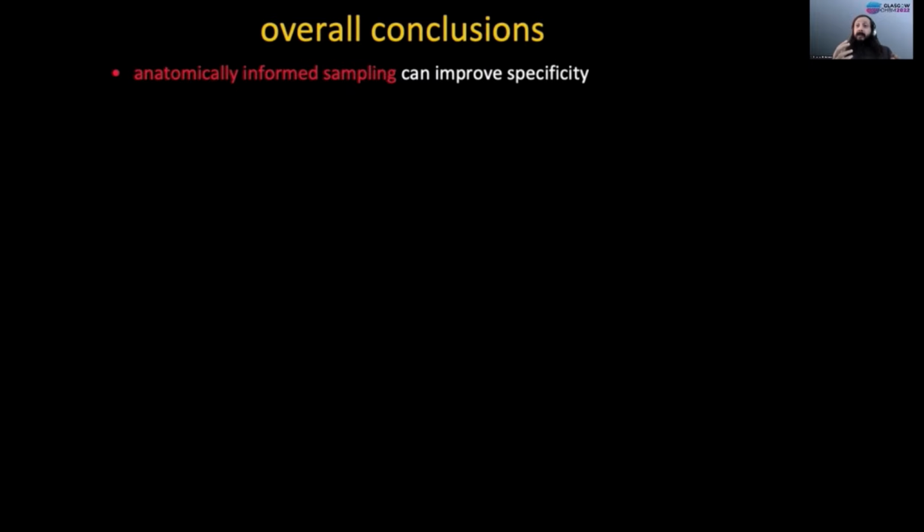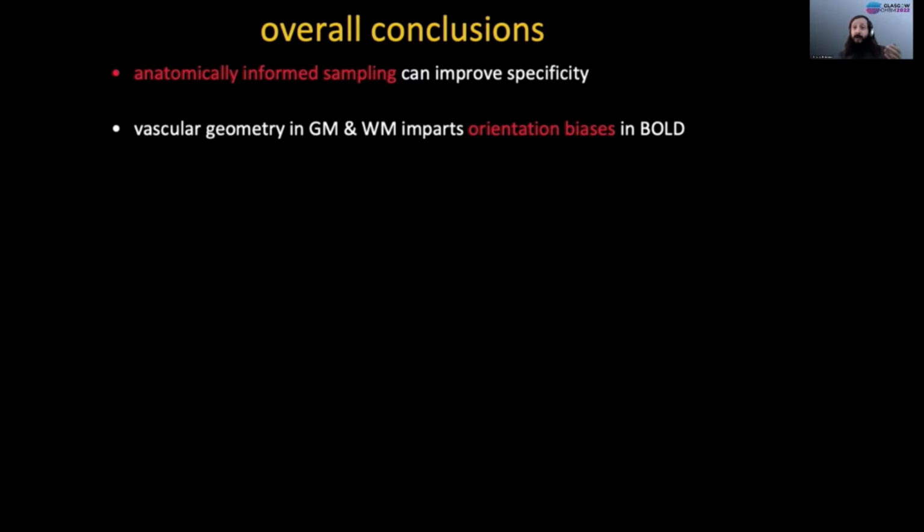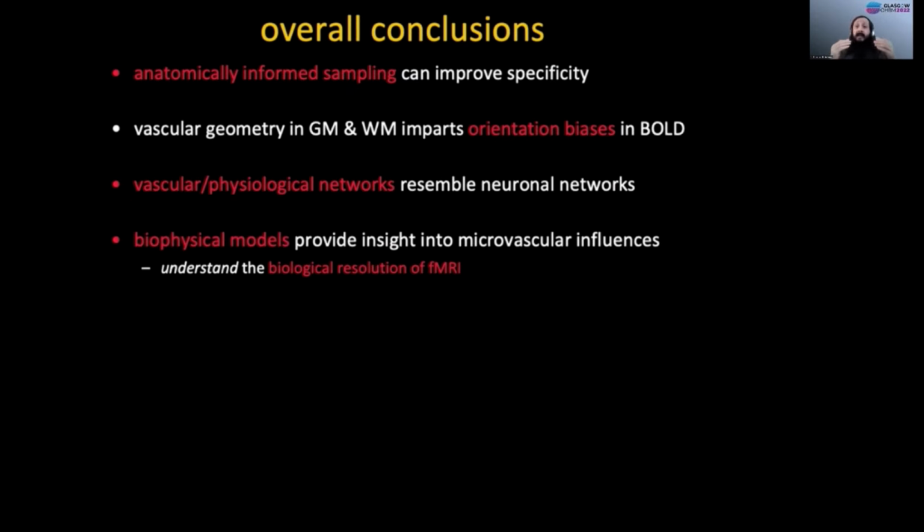Okay, so to conclude, I've described how anatomically informed sampling of BOLD fMRI data can in some cases improve neuronal specificity. I've also shown how vascular geometry is coupled to tissue geometry in gray matter and white matter, and how this imparts an orientation bias in BOLD fMRI. I've shown that at large spatial scales, the vascular or physiological networks resemble or perhaps accompany neuronal networks. I've also shown how at small spatial scales, biophysical models can provide insight into microvascular influences on the fMRI signal and how it can perhaps help us to understand the ultimate biological resolution of fMRI.